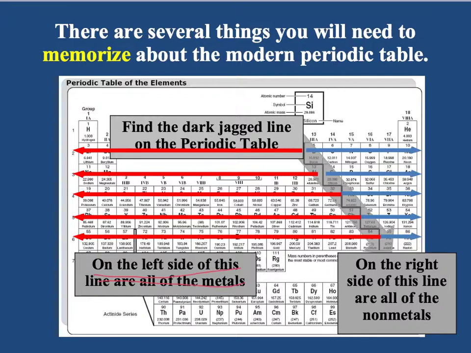So let's do that again. Metals are found to the left of the black jagged line in the periodic table, whereas non-metals are found to the right of that same black jagged line.